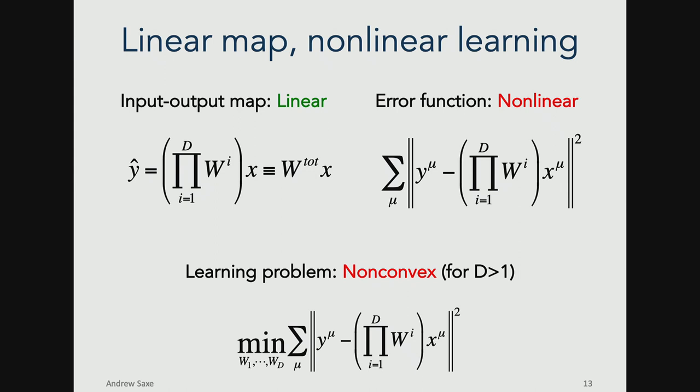And then the learning problem is minimizing that nonlinear function, and now it's readily apparent that this is going to be non-convex once you add one or more hidden layers. So this has at least one simple feature of the more complex nonlinear problem, which is a non-convex optimization problem.